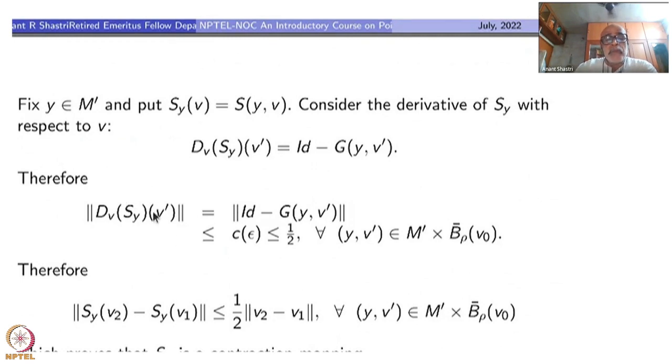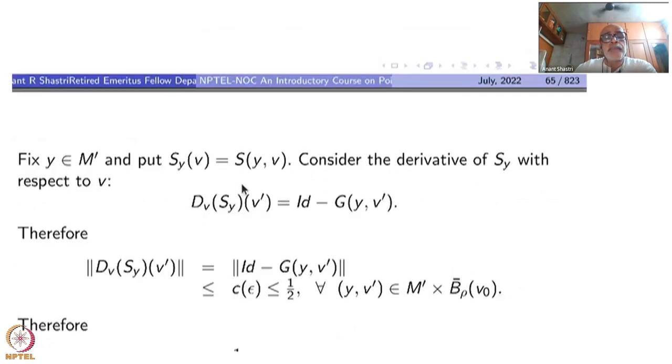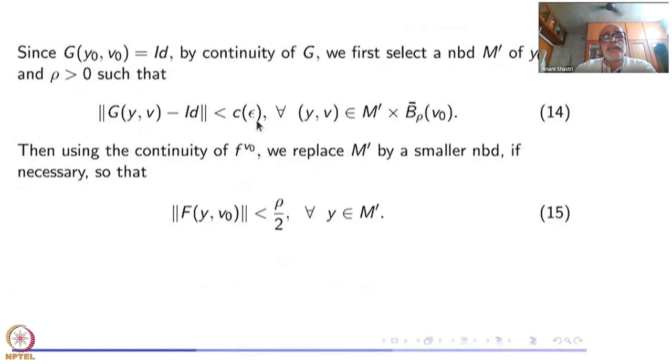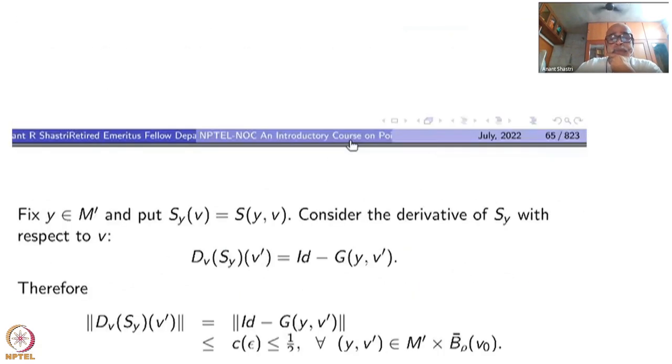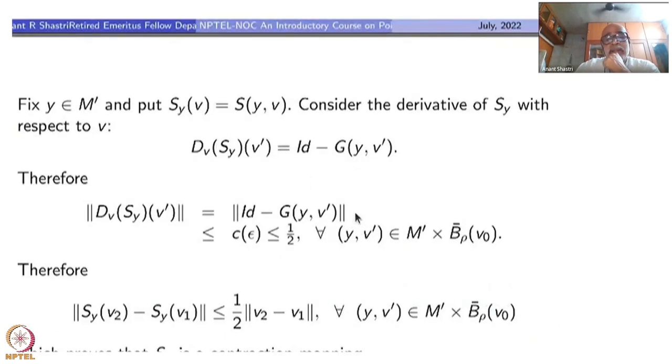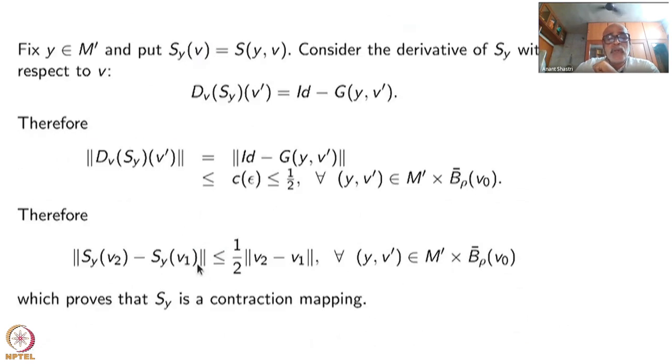Therefore, the norm of this is less than or equal to the norm of identity minus G of this one, that is less than or equal to C epsilon. See, G minus identity less than C epsilon, that is 14. That is the choice of M prime here. You get the first choice. The second choice is smaller, so that also holds. So C epsilon is less than or equal to half because C epsilon is the minimum of epsilon and half, for every Y and V prime belonging to M prime cross the closed ball. Once the derivative is less than or equal to half, we know that S_y of V2 minus S_y of V1 is less than or equal to this constant, one half times V2 minus V1.